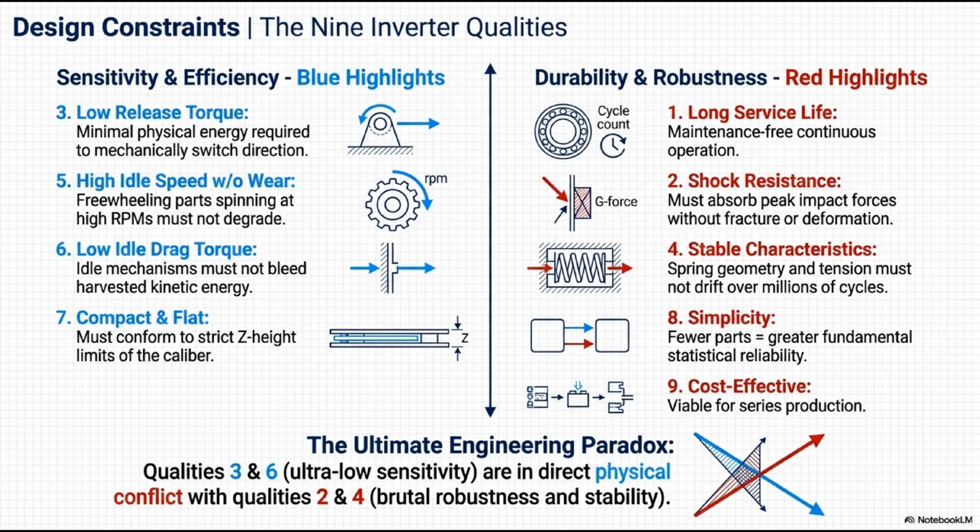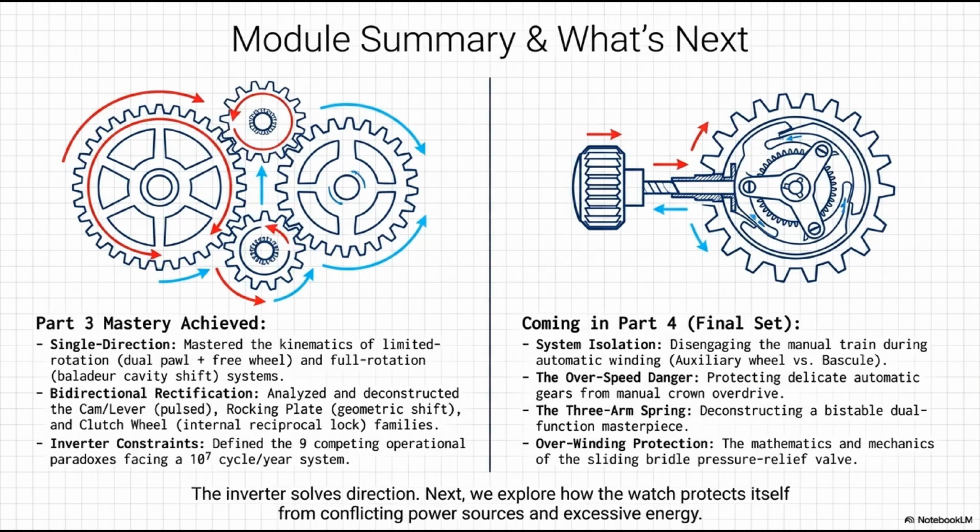Here is the ultimate engineering paradox. The very qualities that make an inverter hypersensitive and efficient, like ultralight springs and microscopic, low-friction pawls, are in direct, physical conflict with the brutal mass and thickness required for shock resistance and long-term stability. The perfect inverter does not exist, it is always a masterclass in calculated compromise. This brings us to the end of part 3.